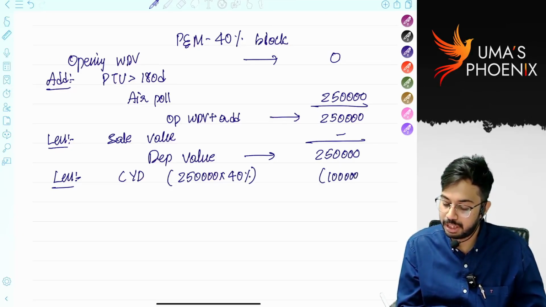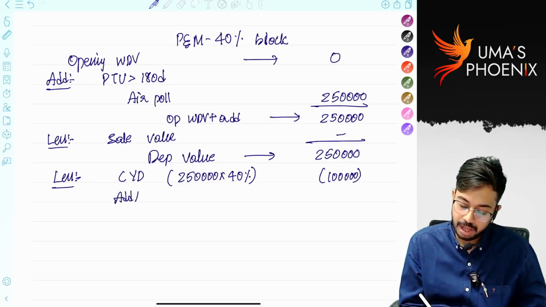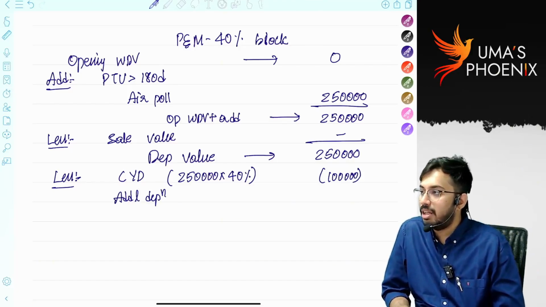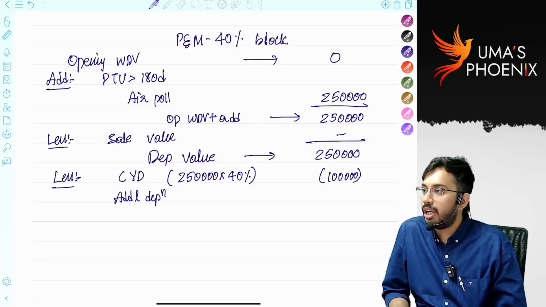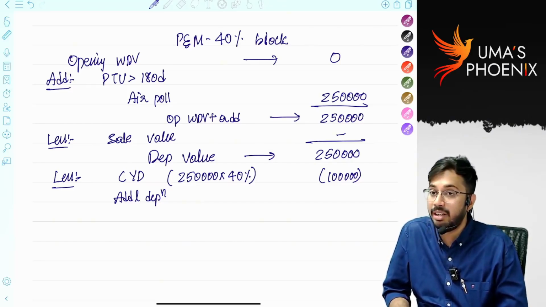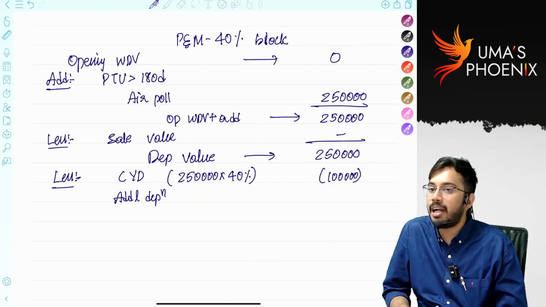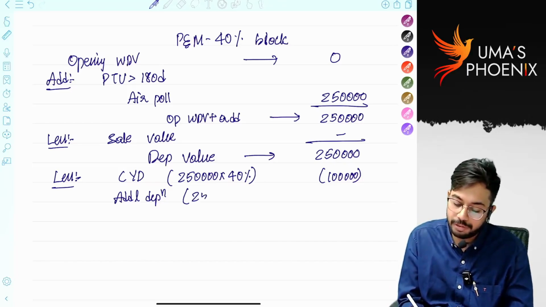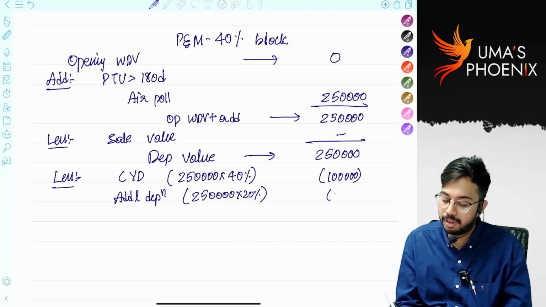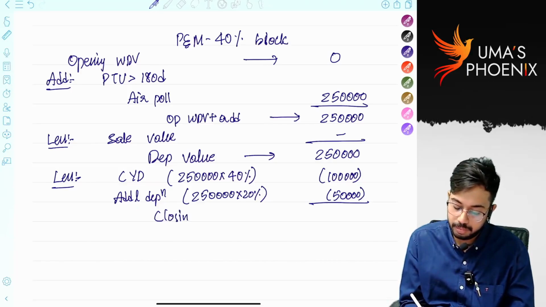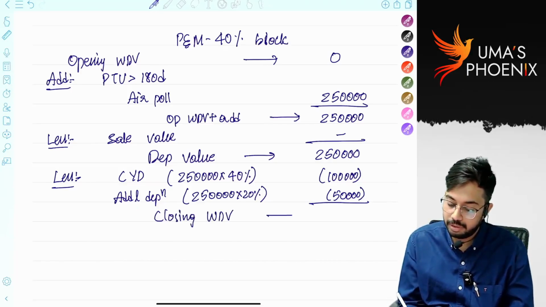Whether additional depreciation is allowed or not? The business is power generation business. What is purchased? Air pollution control equipment. Is it new plant and machinery or old second-hand plant and machinery? New plant and machinery. If it is new plant and machinery, additional depreciation is available, right? How much? 20% of actual cost. 2,50,000 into 20%, that is 50,000. So how much is the closing written down value? Closing written down value is 1 lakh.